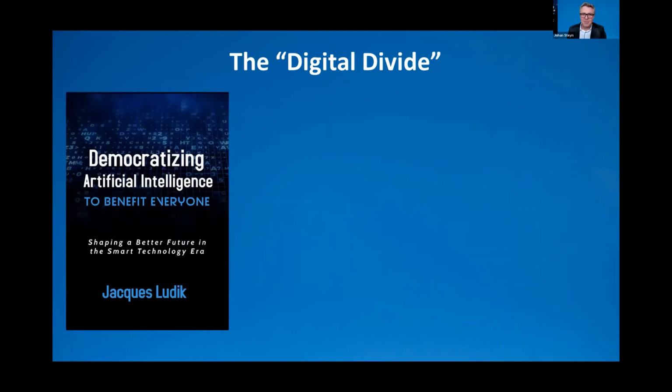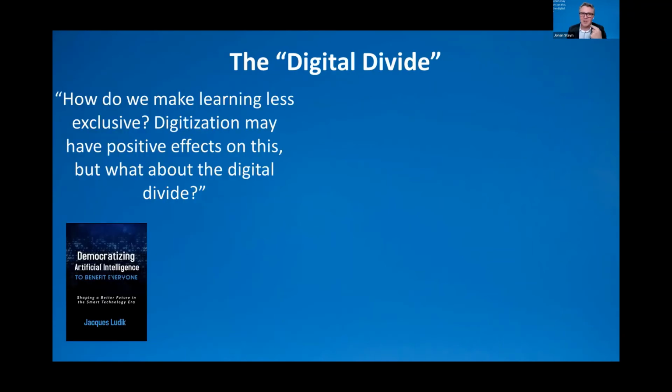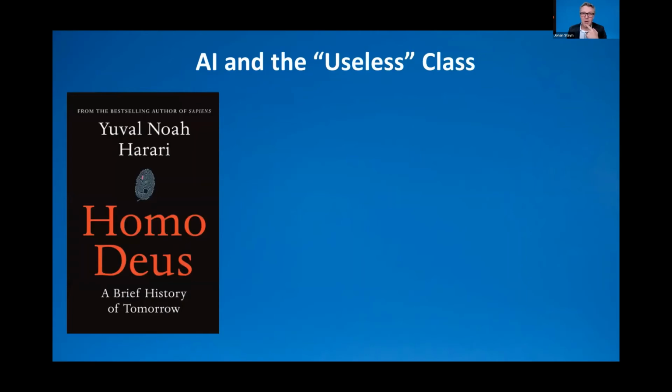Next book that was published fairly recently by Dr. Jacques Ludic here in Cape Town. Amazing work, quite a thick book, 520 pages, about how artificial intelligence can benefit everyone. And he talks often in the book and in the public talks that I've heard from him about his massive transformative purpose, using smart automation, using artificial intelligence to benefit not just a small few, not just the rich, but everyone. Which brings me to maybe one of the most important books that I've read, and I would assume many of you as well, which is from Yuval Noah Harari.